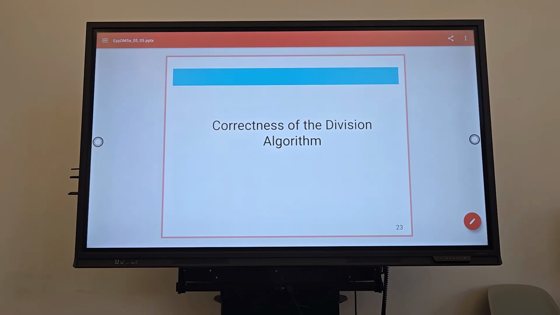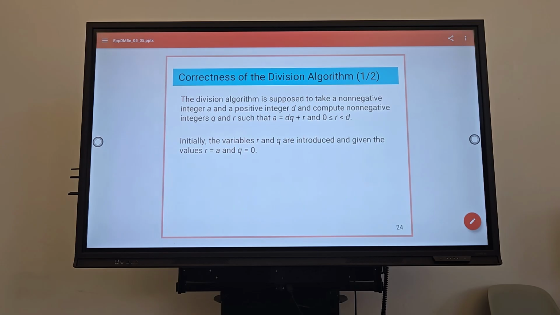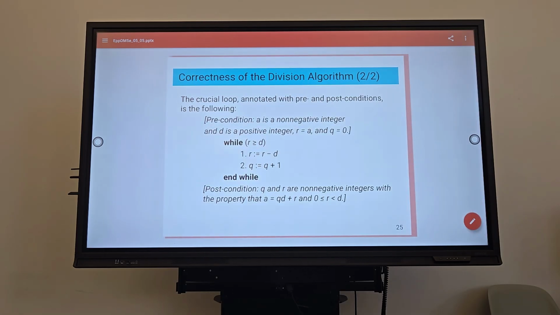Correctness of the division algorithm. The division algorithm is supposed to take a non-negative integer a and a positive integer d, and compute non-negative integers q and r such that a equals dq plus r, and r is between 0 and d. Initially, the variables r and q are introduced and given the values r equals a and q equals 0. The crucial loop, annotated with pre and post conditions, is the following.